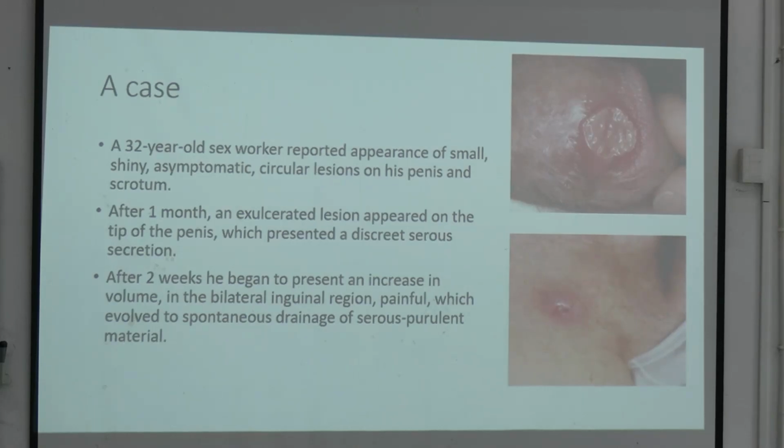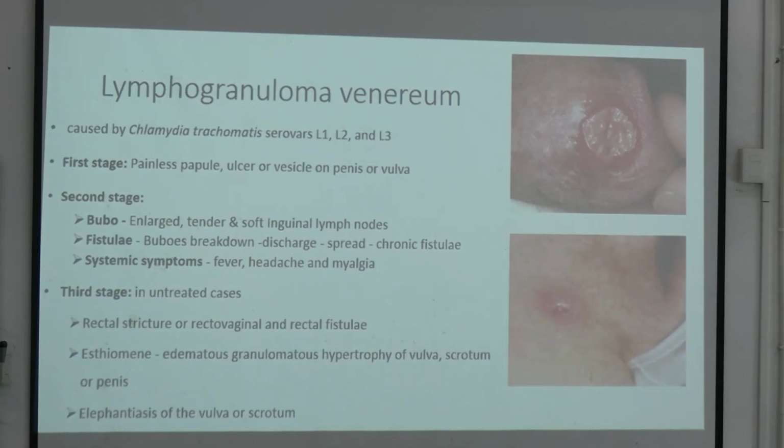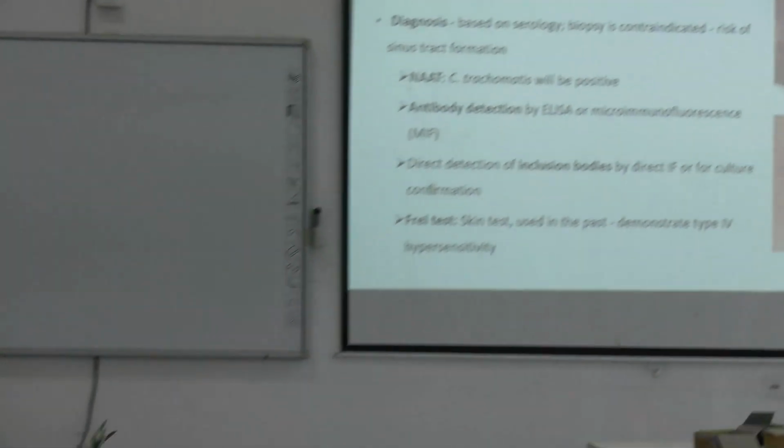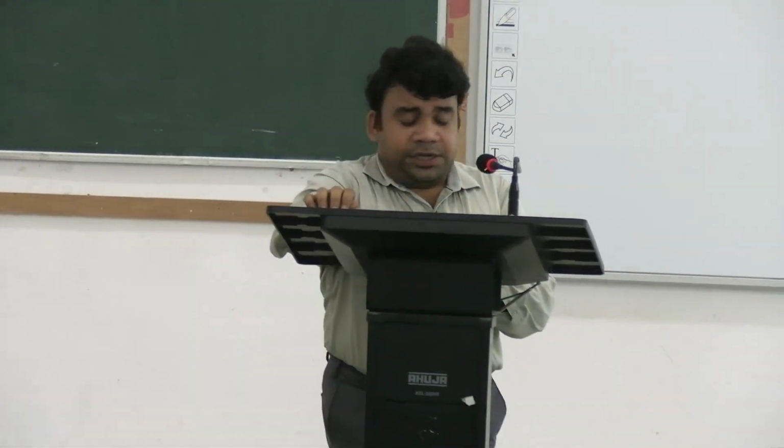This is again genital ulcer disease. However, now we have involvement of the inguinal lymph nodes, right? So this is the typical presentation of lymphogranuloma venereum caused by Chlamydia trachomatis. In the first stage, we find a painless papule, vesicle or ulcer. In the second stage, we have bubo, that is the swelling of the inguinal lymph node, fistula and systemic symptoms. Diagnosis is predominantly by molecular methods and antibody detection, because it is very difficult to cultivate them.